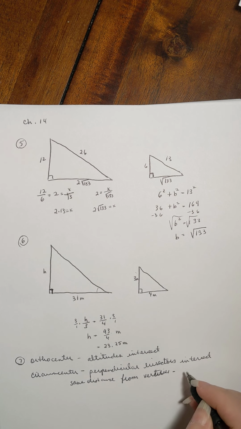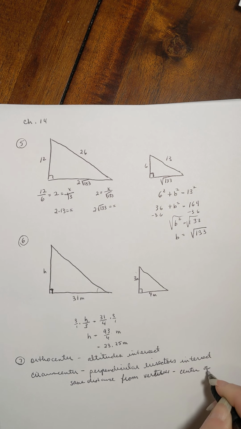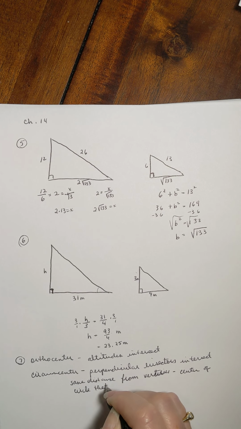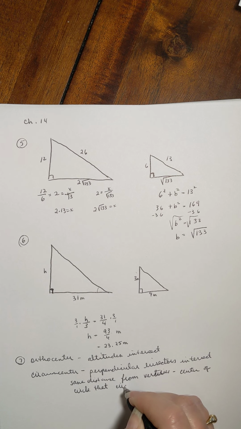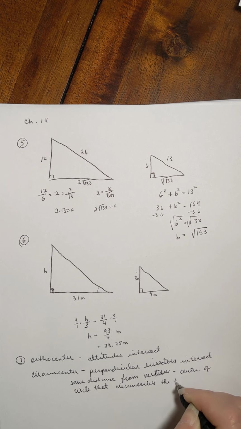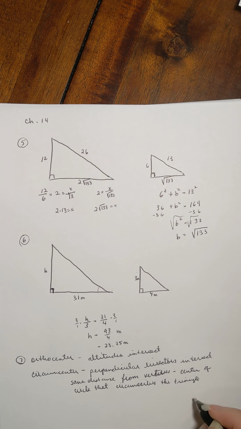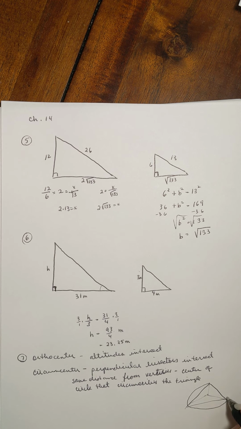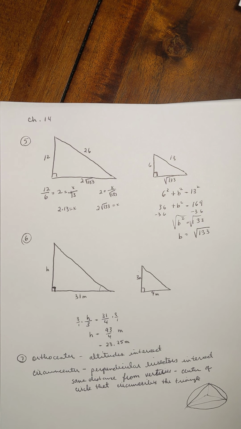And so it is the center of the circle that circumscribes the triangle. All right, so if it's like this, and then this is the center. So this distance here, and this distance are all the same. And so you get the circle that goes around the triangle. That's called circumscribing. That's why it's called the circumcenter.